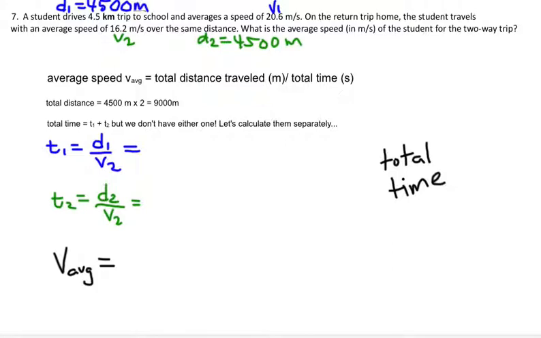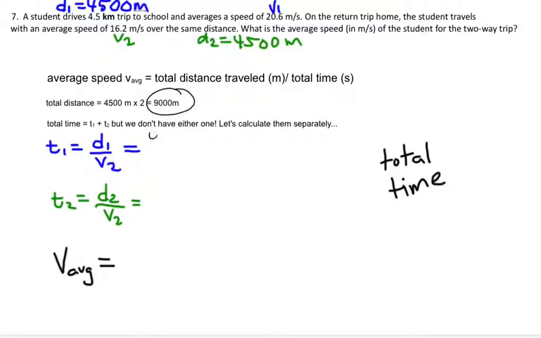So I need to find what the average speed is for the two-way trip. And again, not average velocity, average speed. So the average speed is total distance traveled over total time. Total distance is 4,500 meters times 2 because he goes out and back again. Total time is going to be the time for the trip out plus the time for the trip back, but we don't have either one. So let's just calculate those quickly.